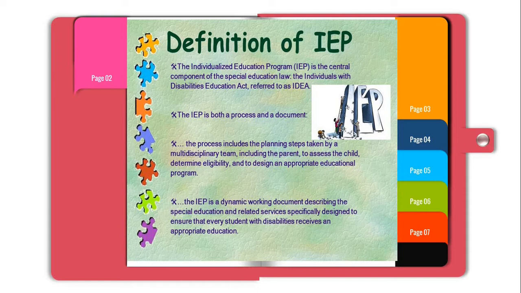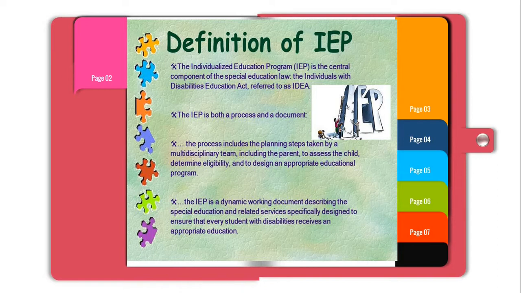The Individualized Education Program is the central component of special education law, the Individuals with Disabilities Education Act, referred to as IDEA. The IEP is both a process and a document. The process includes the planning steps taken by a multidisciplinary team, including the parents, to assess the child, determine eligibility, and to design an appropriate educational program.